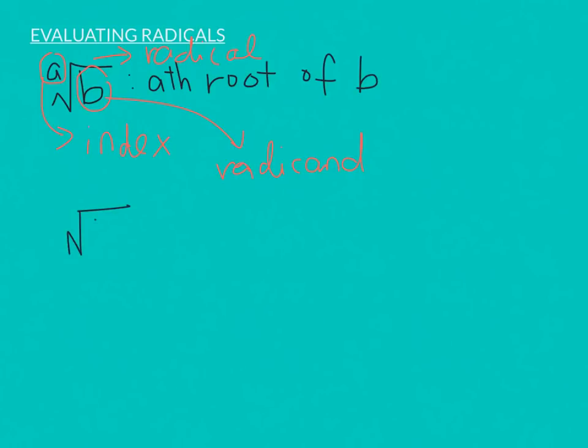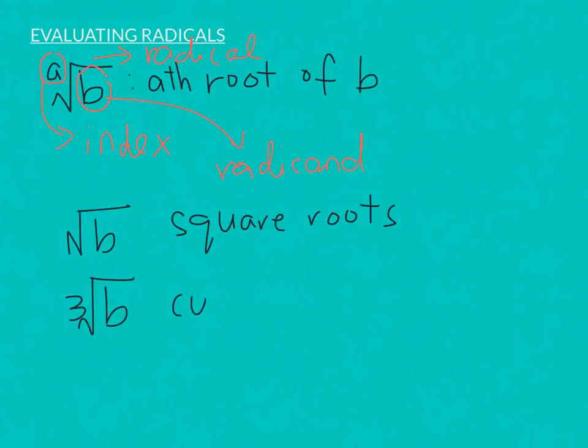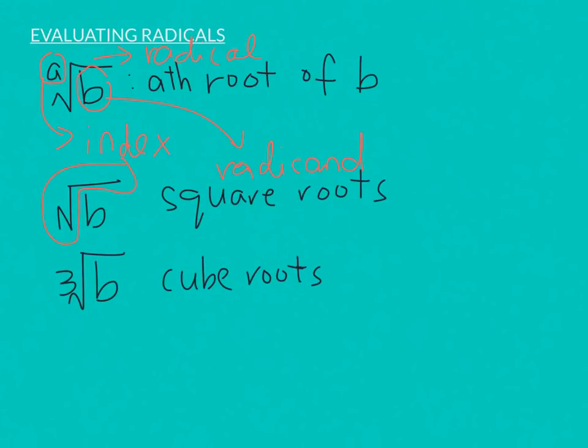Radicals with an index of 2 are called square roots, and radicals with an index of 3 are called cube roots. For square roots, we don't have to put any number as the index. When you see a radical without any number, you will know that that is a square root. We will now go over the definition of a square root.